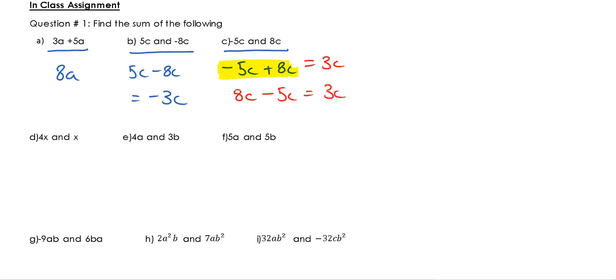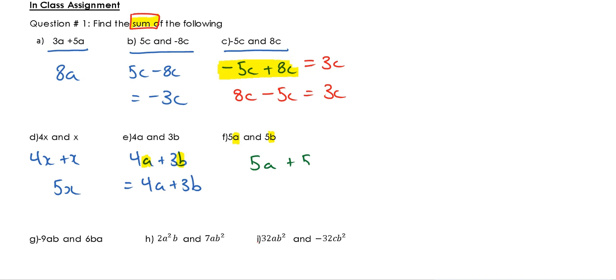So once again, for these kinds of questions, the question is asking us to find the sum, right? So sum means we just add the two expressions that are given to us. So the next one is 4x plus x. That's going to be 5x. This is 4a plus 3b. Now, are these letters the same? They're not, so we can just leave our answer as 4a plus 3b. Over here, a and b, are those the same? They're not, so my final answer here will be 5a plus 5b, and that's it.